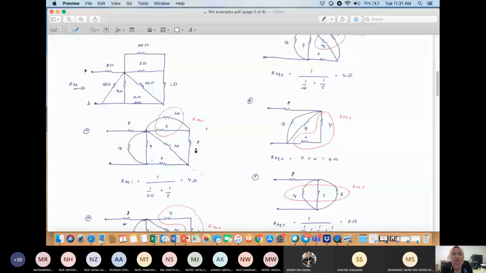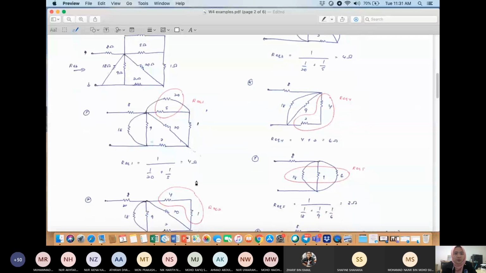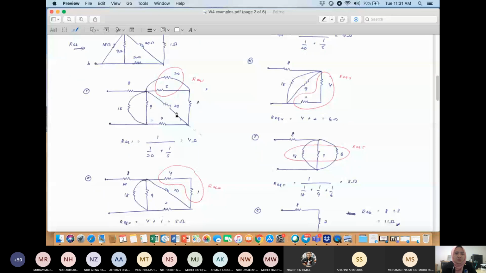From this circuit, first determine which resistors you can simplify. Over here you know that 20 ohm and 5 ohm are in parallel. I name this R equivalent 1. So R equivalent 1 is 1 over 1 over 20 plus 1 over 5, and you will get 4 ohm. Now this 20 ohm and 5 ohm is a single resistor with a value of 4 here.